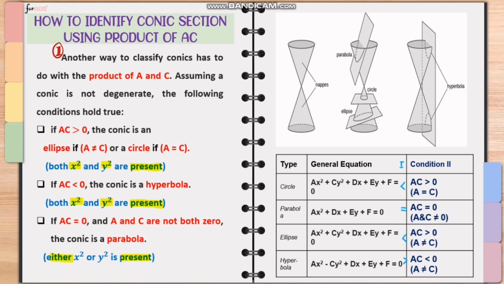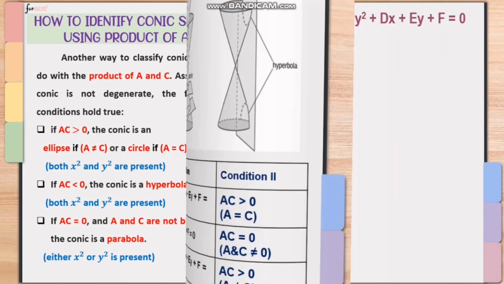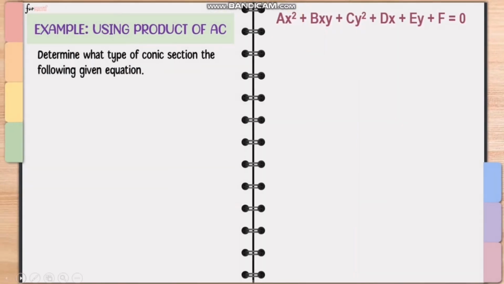So, let's have an example how to identify the conic section using the product of AC. Okay, next example, we have 4x squared plus 3y squared plus 7x minus 2y equals to 9. Check natin yung ating quadratic terms and then yung xy kung sila ay nasa left side. So, since nasa left side naman po sila, wala na tayong kailangang ilipat pa.